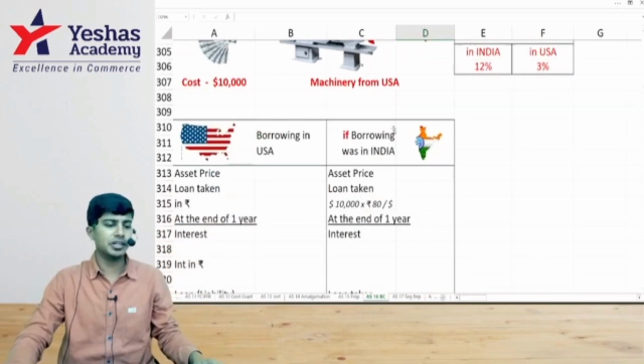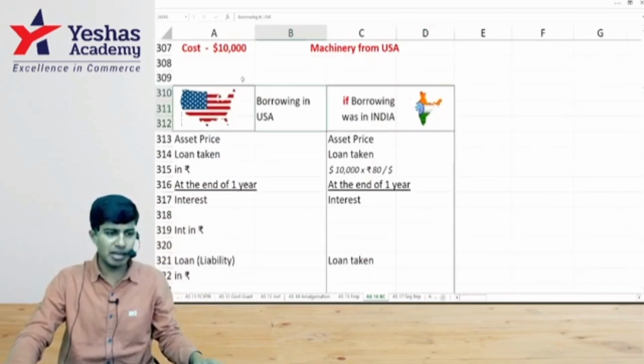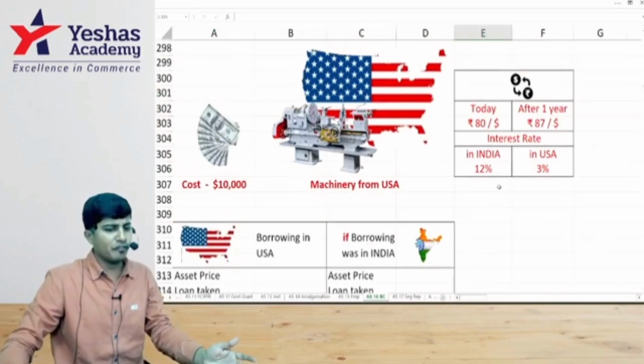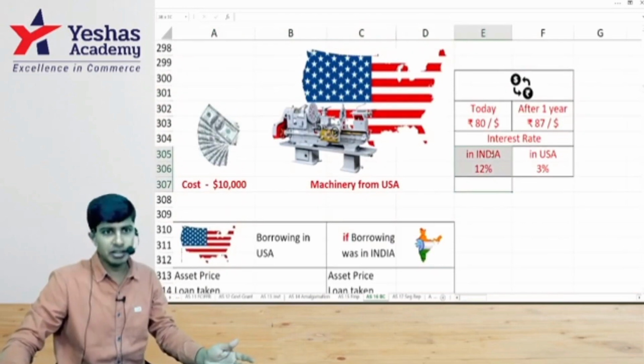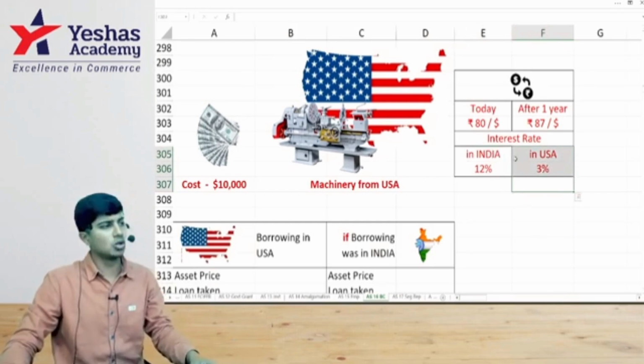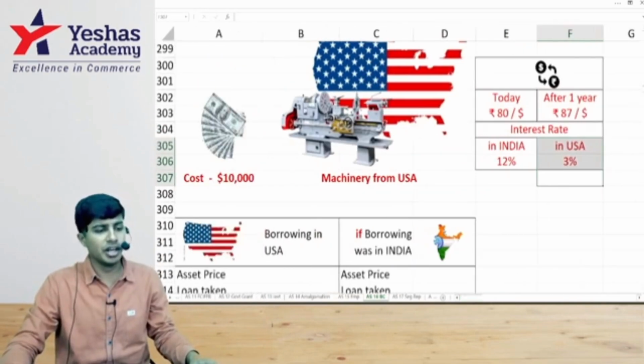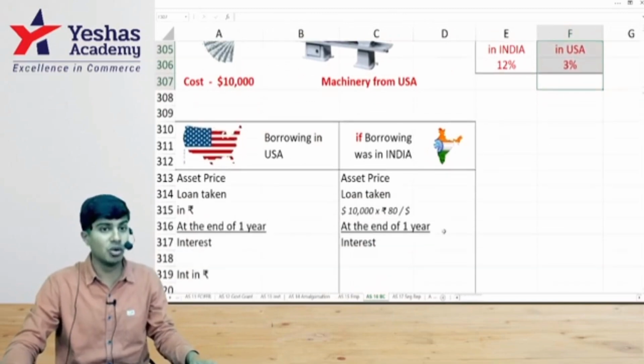Now, I have two options. I can make the borrowing in USA or I can make the borrowing in India. But looking at these numbers, you feel like in India the interest rate is high. In USA the interest rate is low. So would you want to borrow the money in India or in US? Very good.